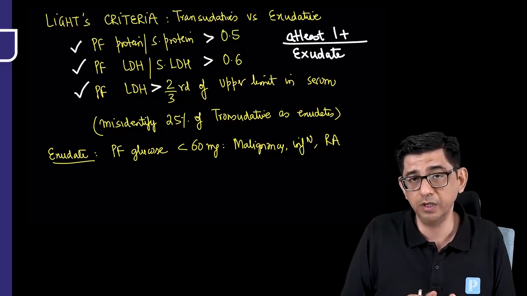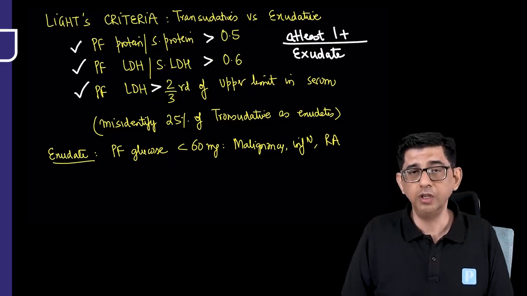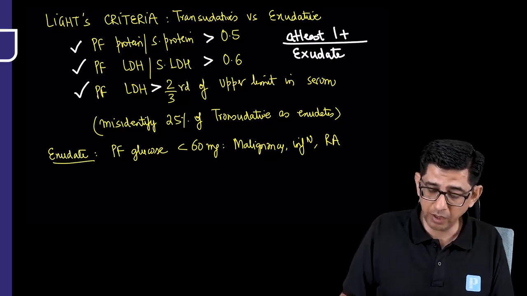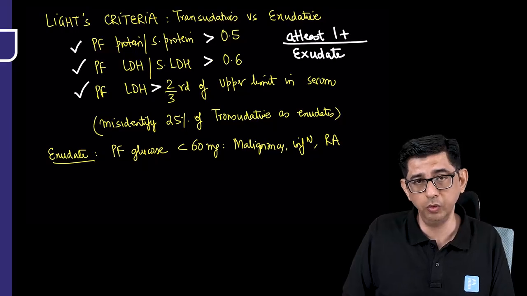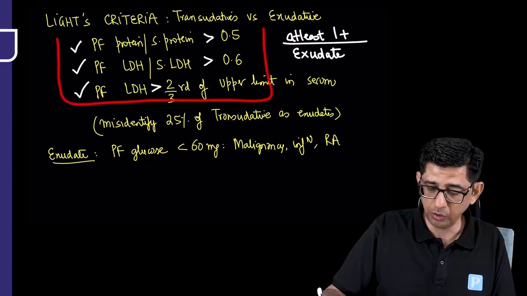Please listen to this carefully, guys. Again, pleural fluid glucose is not a part of Light's criteria. Only if the top 2 parameters are more than 0.5, more than 0.6, then the next thing to be checked is pleural fluid glucose. But the main message is that glucose is not a component of the Light's criteria.